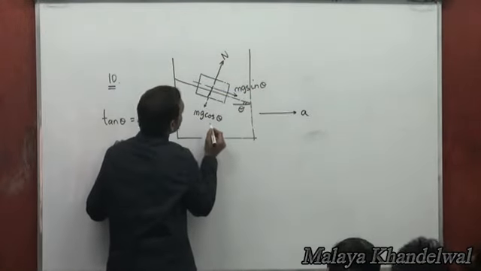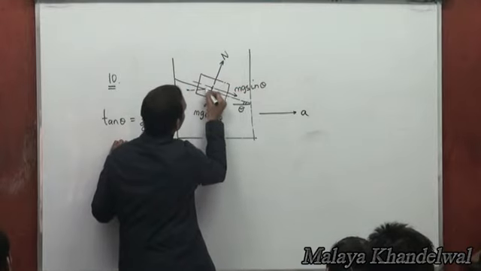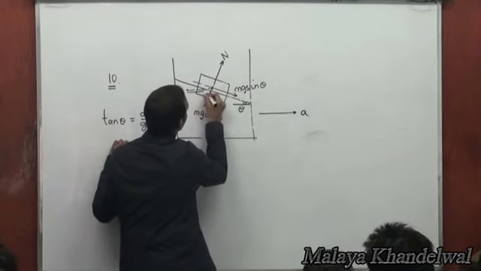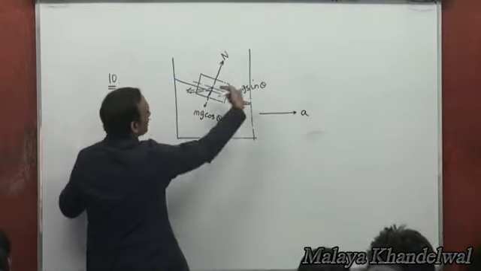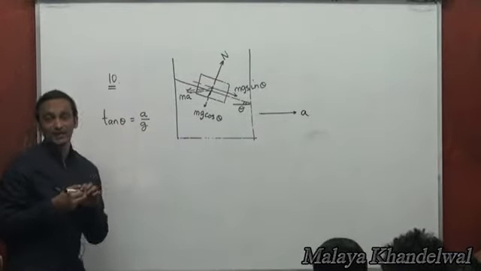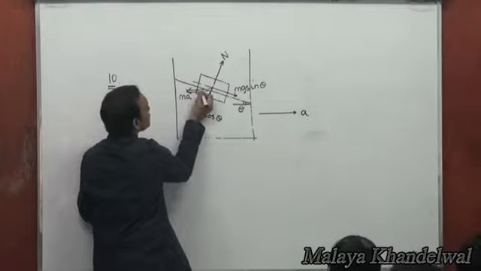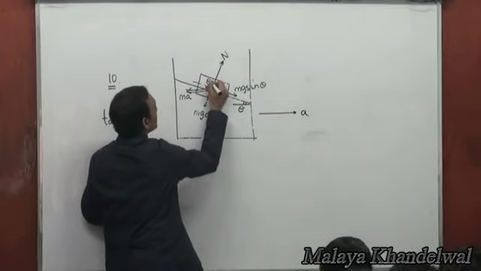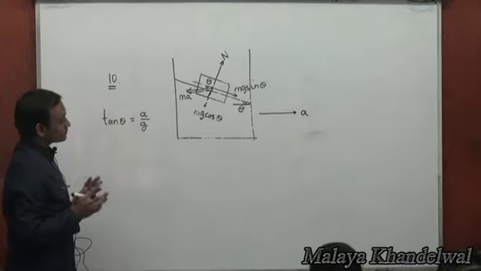Now on top of it, if I look at the container frame of reference, then what would this be? Pseudo force Ma in this direction. Minus Ma naught means Ma leftward. That's a pseudo force. And this angle is theta. Clear?